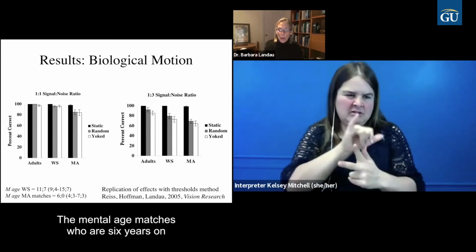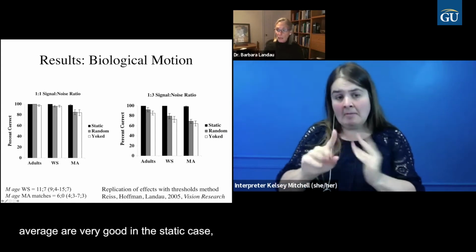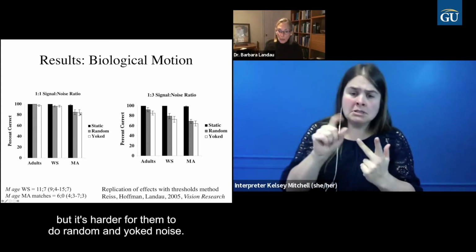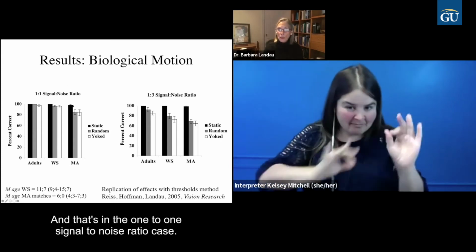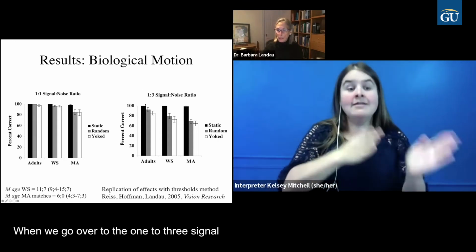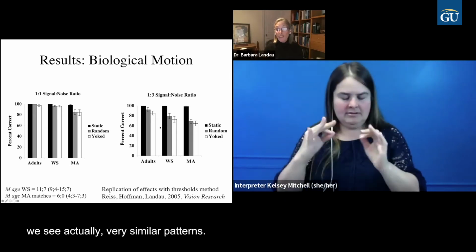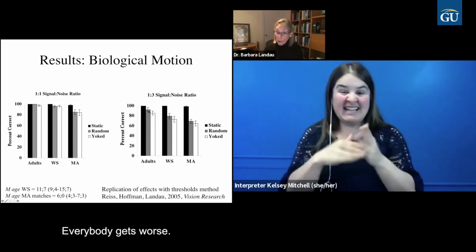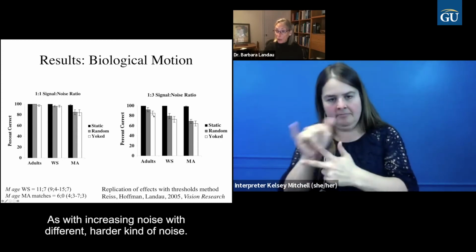The mental age matches, who are 6 years on average, are very good in the static case, the case of static noise, but it's harder for them to do random or yoke noise. And that's in the 1-to-1 signal to noise ratio case. When we go over to the 1-to-3 signal to noise ratio, which is much more complex, we see actually very similar patterns. Everybody gets worse with increasing noise, with different, harder kinds of noise.